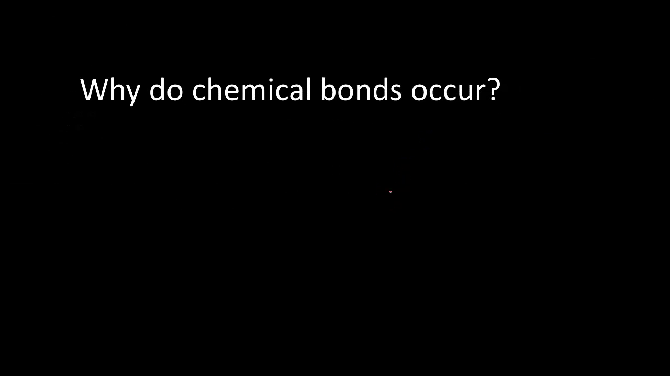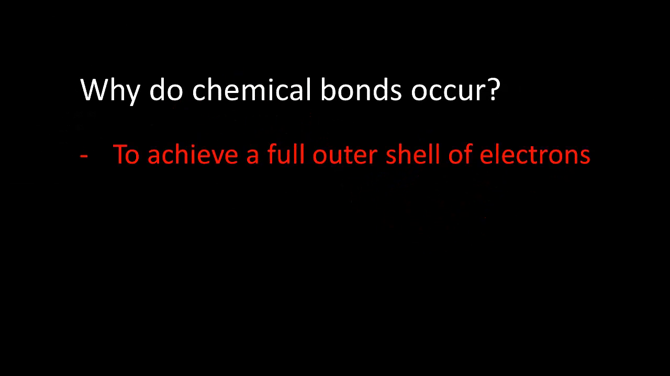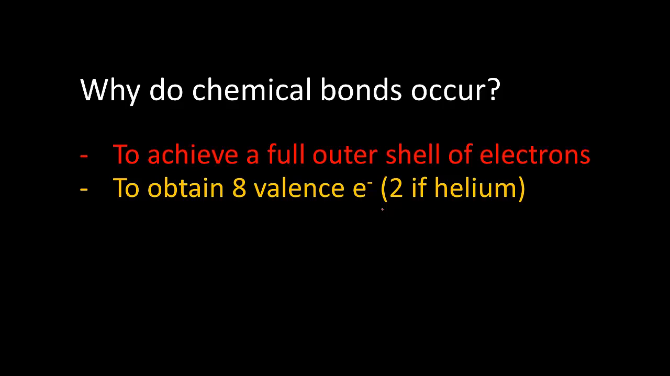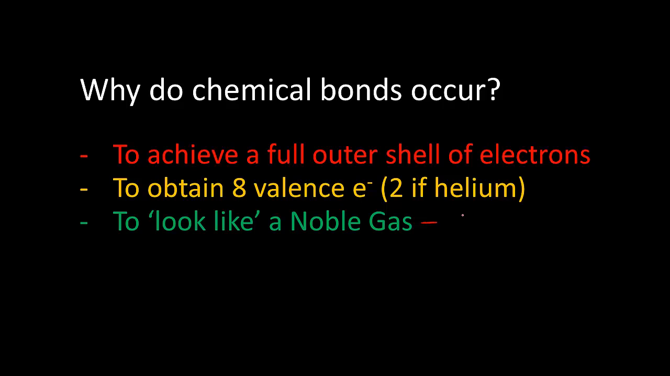So why do chemical bonds occur? Chemical bonds occur to achieve a full outer shell of electrons, or to obtain 8 valence shell electrons with the exception of helium. Helium only has 2. To look like a noble gas. Now remember, noble gases are inert, or they are stable, which means they do not react. Chemical bonds occur for elements to become stable.